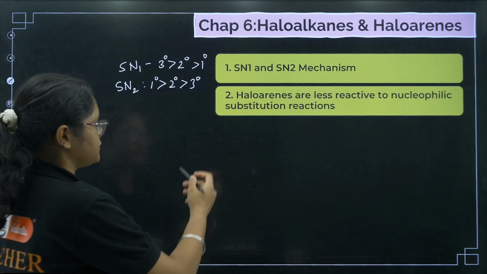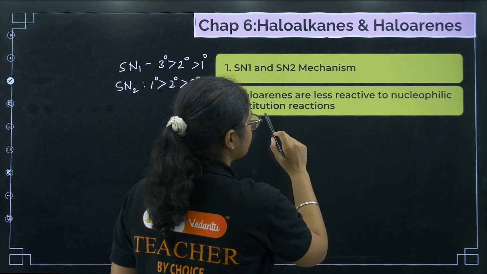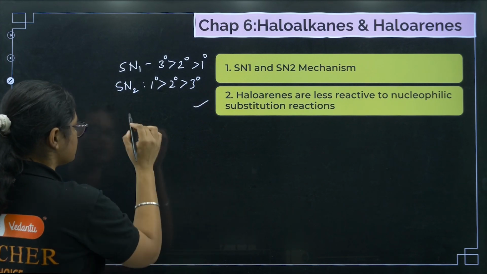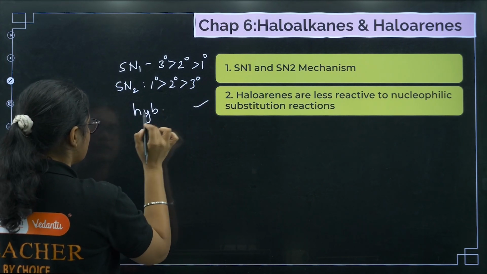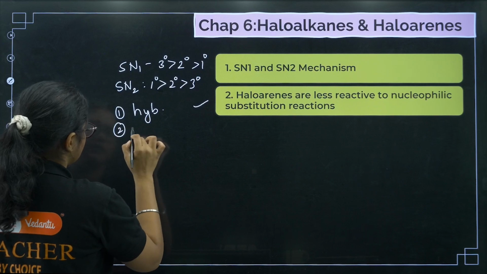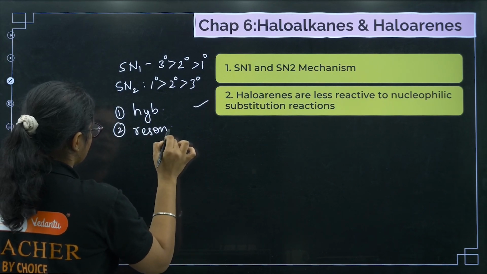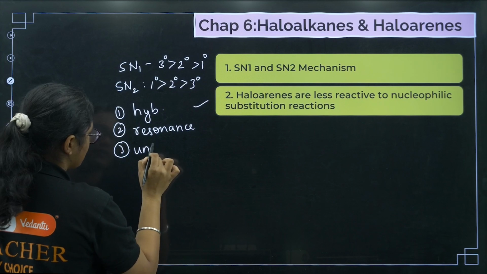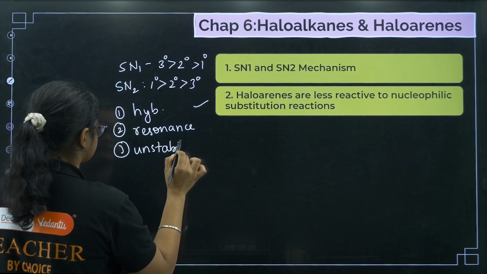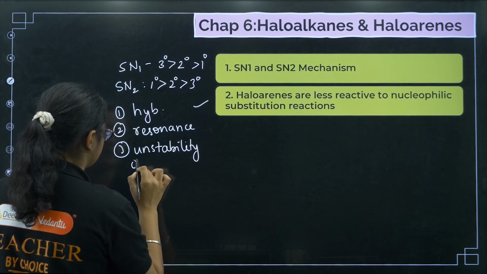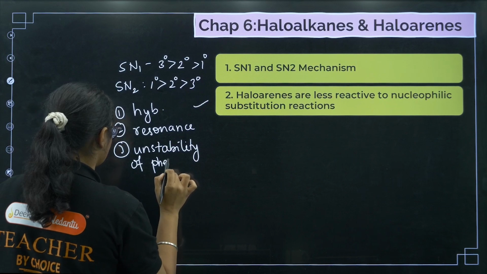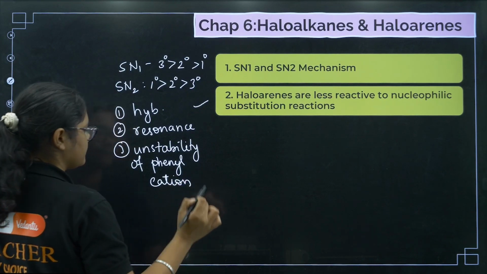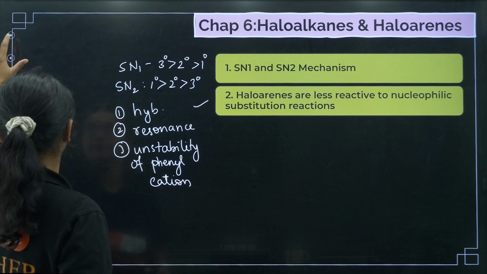After that, this question: haloarenes are less reactive to nucleophilic substitution reaction. What is the reason for that? This also you should be knowing. That is your hybridization, first one, and second one is resonance effect, right? And third one is also there, instability of phenyl cation. Okay, so these are the things that you can do.